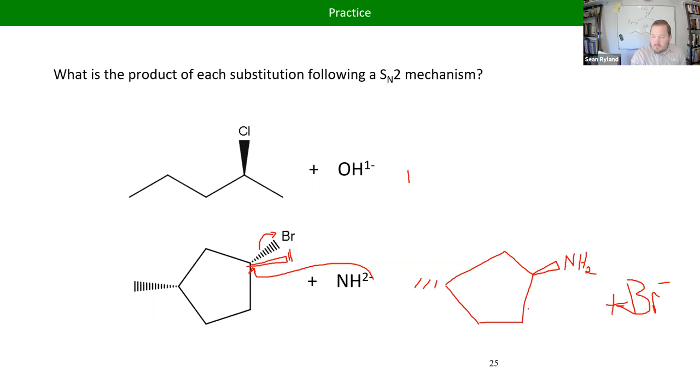So it's a simple mechanism, but the simple mechanism actually means we have to be very careful with it, because it's so simple and concerted that we have to pay attention to our stereochemistry. We can't just get sloppy with that because it's a very specific mechanism, so our product is going to be very specific as well.